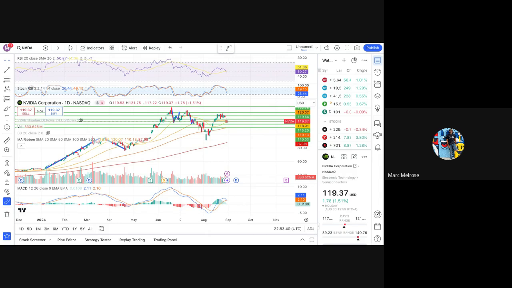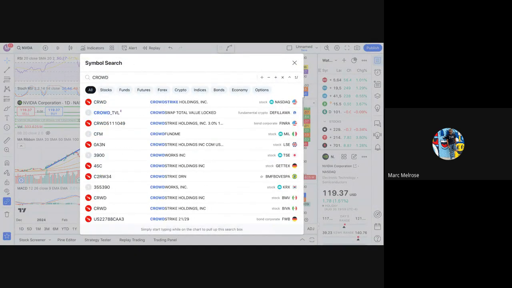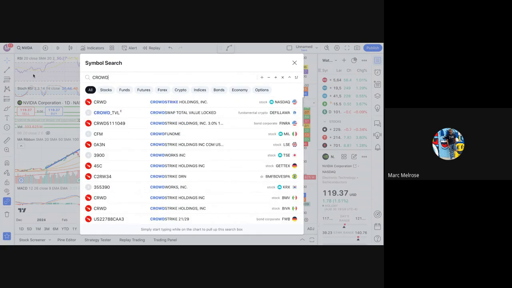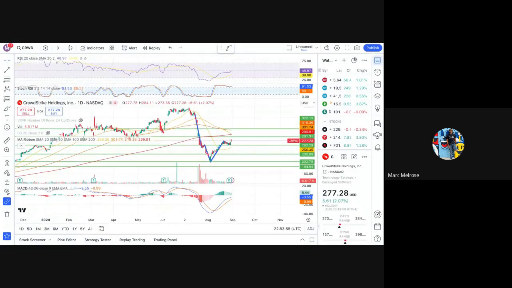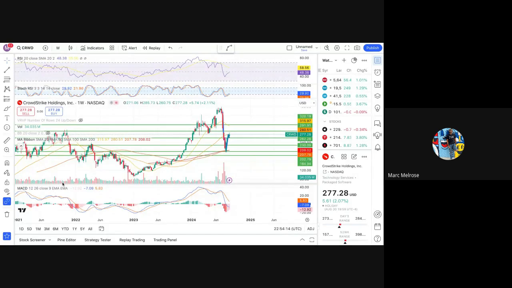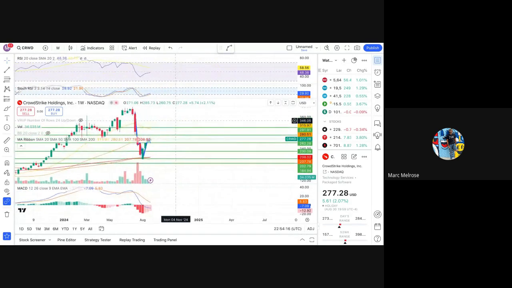All right, so the next one is CrowdSource, excuse me. And by CrowdSource, did you mean CrowdStrike by chance? Assuming you meant CrowdStrike, right? Yep. You said it. No worries. So we'll start off with the weekly chart, and then we'll work to the daily chart just to see what's happening.